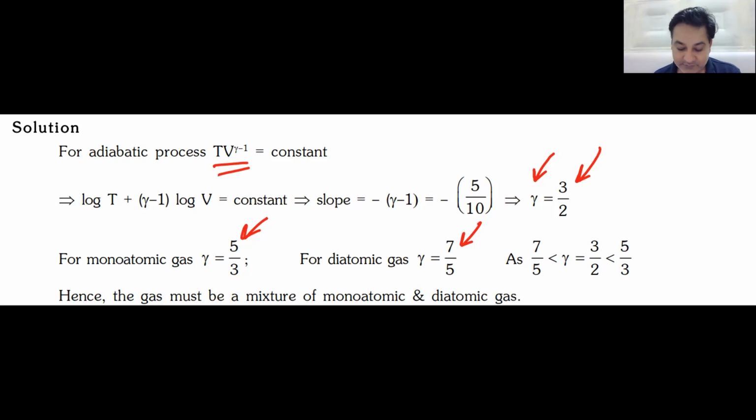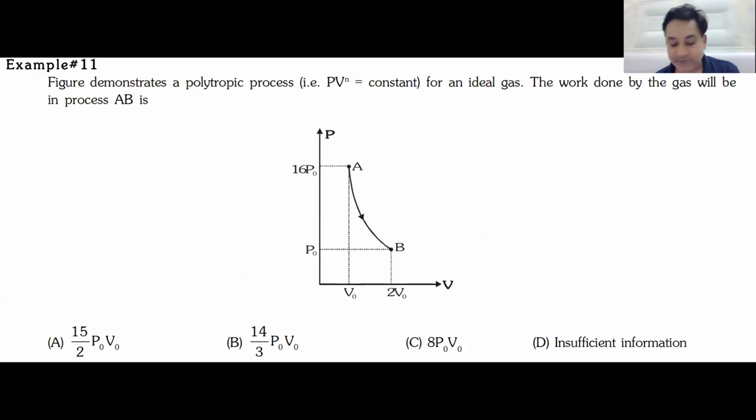Now here comes my favorite, polytropic process. And the first question in this process, this is how the question looks. If I have to make it come in one screen, I would have to decrease the font and rearrange it. And here it comes. I'm expecting an answer fast. The figure demonstrates a polytropic process, PV to the power n. Remember, n is a constant for an ideal gas. Find the work done by the gas in the process A to B.